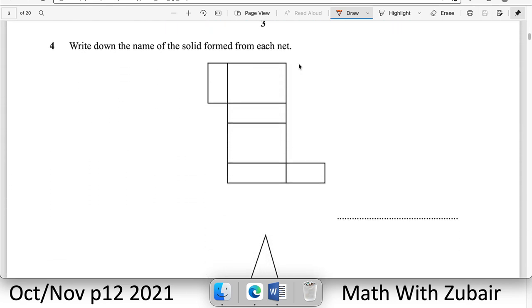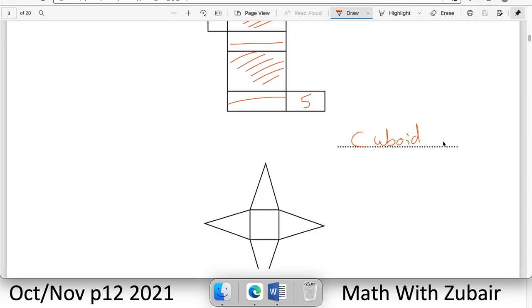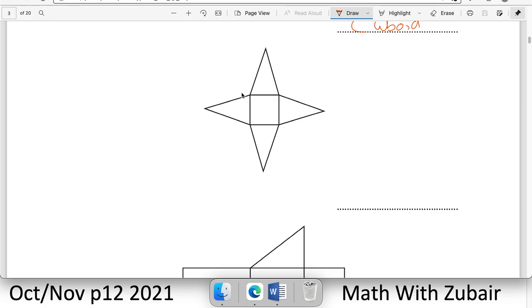Write down the name of the solid formed from each net. So when you close this, you see there are 1, then 2, then 3, 4 faces these, and 5th and 6th face. So when it closes, it becomes a cuboid. You should have a strong imagination for this. Okay, when you close this, these 4 points will touch each other and it will somehow look like this.